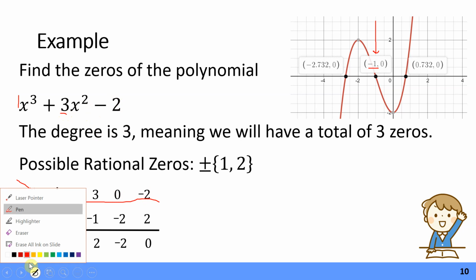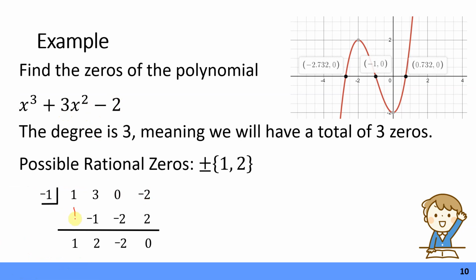Okay, and then synthetic division, in case you forgot, we bring this one down, and then we multiply. Negative 1 times 1 gives me negative 1, and then I add. 3 minus 1 gives me 2. Negative 1 times 2 is negative 2. I add, I get negative 2. Negative 1 times negative 2 is 2, and then I add and I get 0. You have to get a 0 here. Okay, if you don't, then we did a problem wrong. Because according to the graph, negative 1 is supposed to give me 0. So that turned out nice.